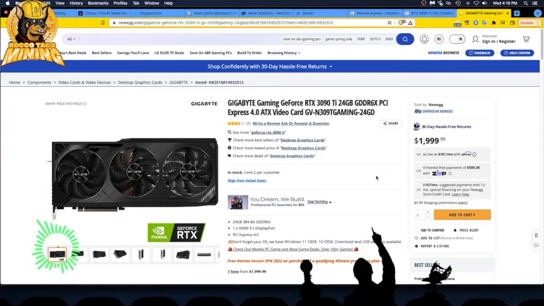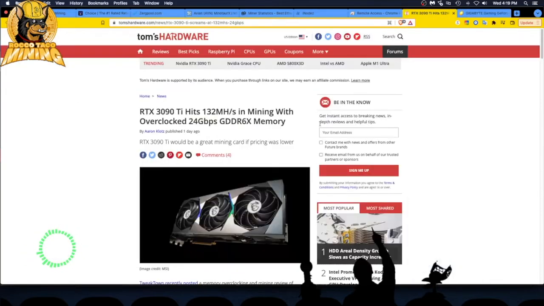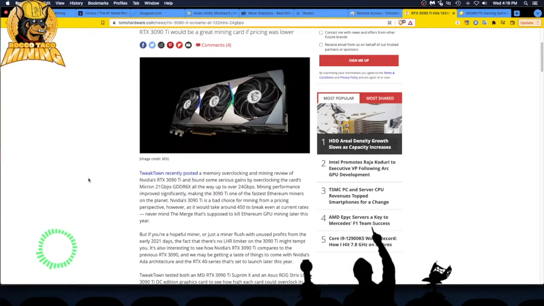$2,000 for a graphics card? Nah. So here you go. You got some reviews on it. Yeah, way overpriced. Let's go back to the article.